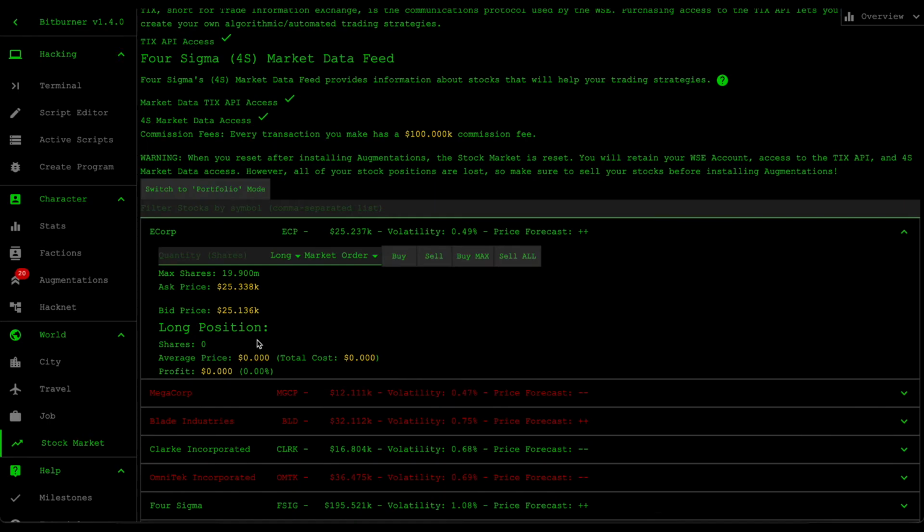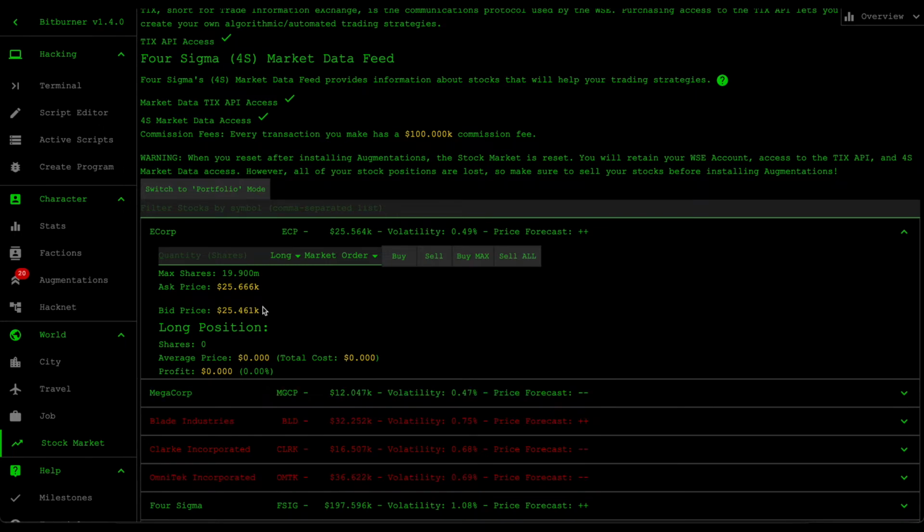So let's go back to the game. There's two different things: ask price and bid price. Essentially, the ask price is the minimum price that a seller is willing to receive for a stock on the stock market, and the bid price is essentially how much someone will pay to buy a stock on the stock market.